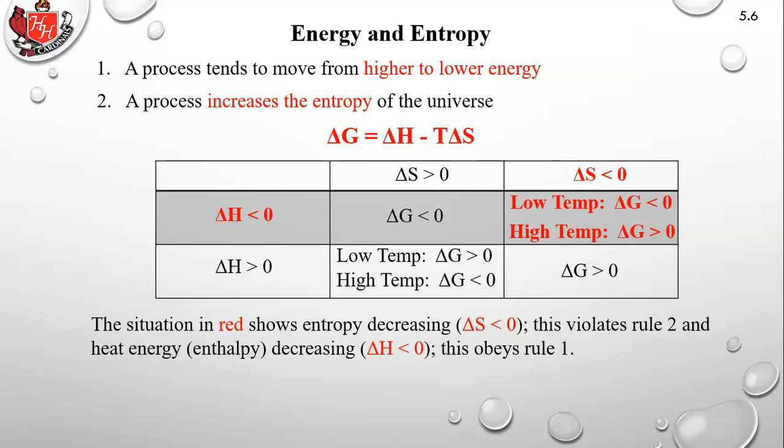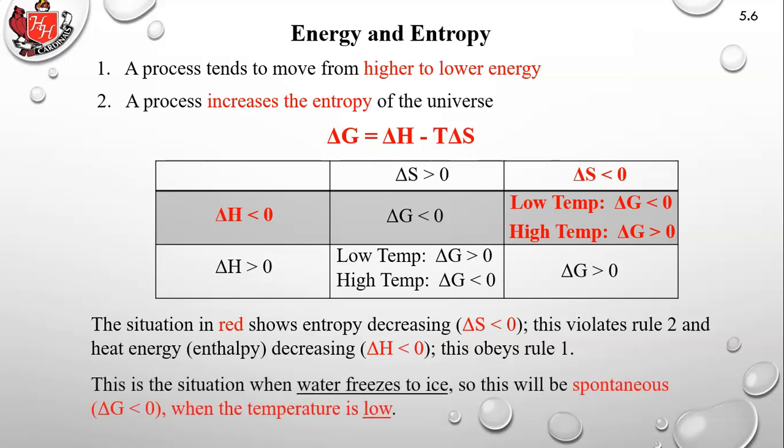So this will happen at low temperatures. We know that water will freeze to ice at low temperatures. At high temperatures, it will not naturally happen. You will not naturally have water freeze to ice at high temperatures. So that would be a delta G greater than 0. So this is the situation when water freezes to ice. So this will be spontaneous, delta G less than 0, when the temperature is low. You put the water in the freezer, low temperature, it's going to freeze to ice.